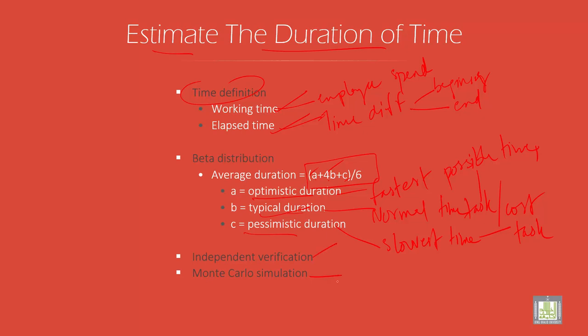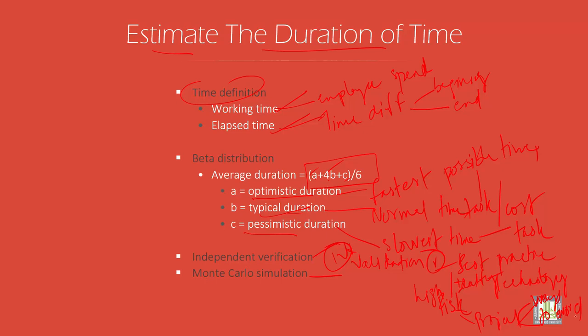Here we have two other factors: independent verification and Monte Carlo simulation. Independent verification, sometimes called IV, together with validation, V, is considered a best practice in the company because it relates to the technology. Its main aim is to identify high risk at the early stages of the project, and it also allows the organization to prepare methods or ways to avoid problems.